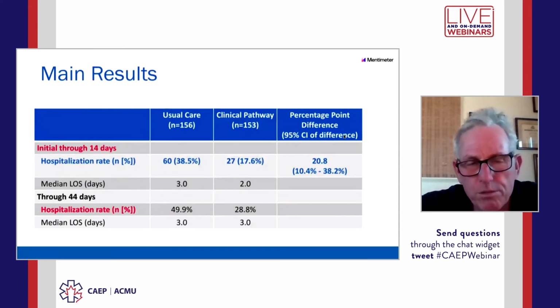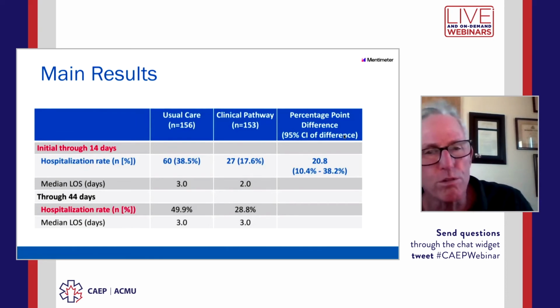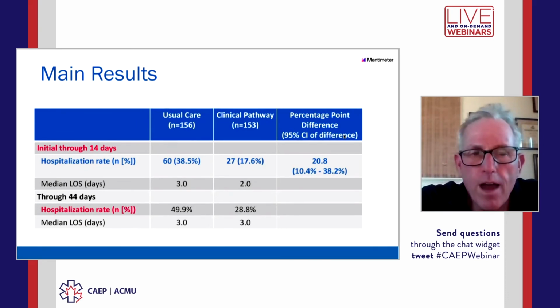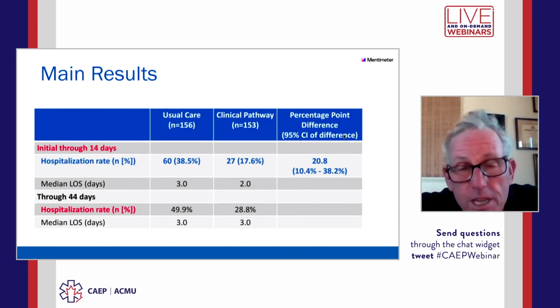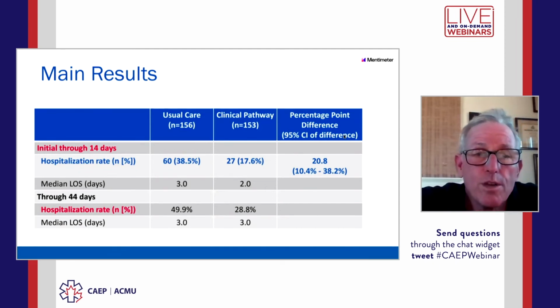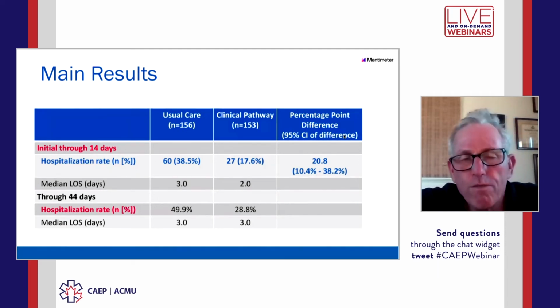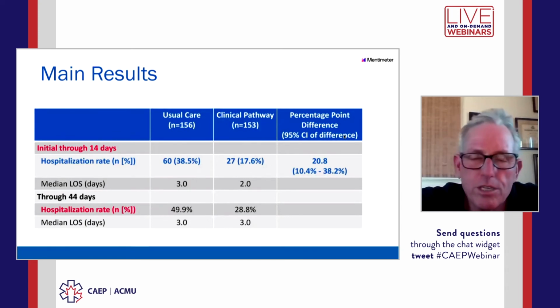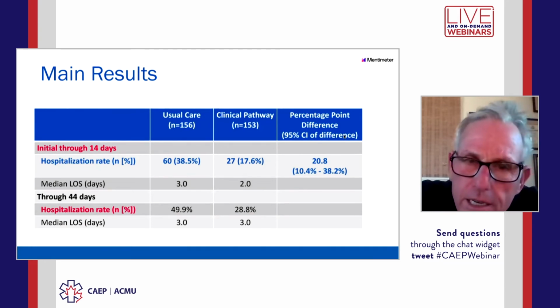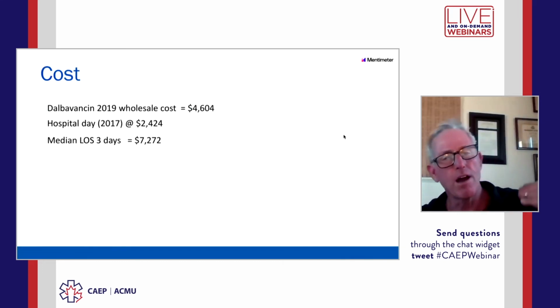So remember, we were looking at hospitalization rate. We came pretty close. In the usual care group, 38.5% were hospitalized. With the introduction of Dalbavancin and education, this was reduced more than half to 17.8%. The length of stay was also less for those patients who were hospitalized and who got Dalbavancin. And through 44 days, the reduction in hospitalization held up, a very significant difference, and one that was potentially cost savings, which gets us to the next slide, which is sort of how might this work out?